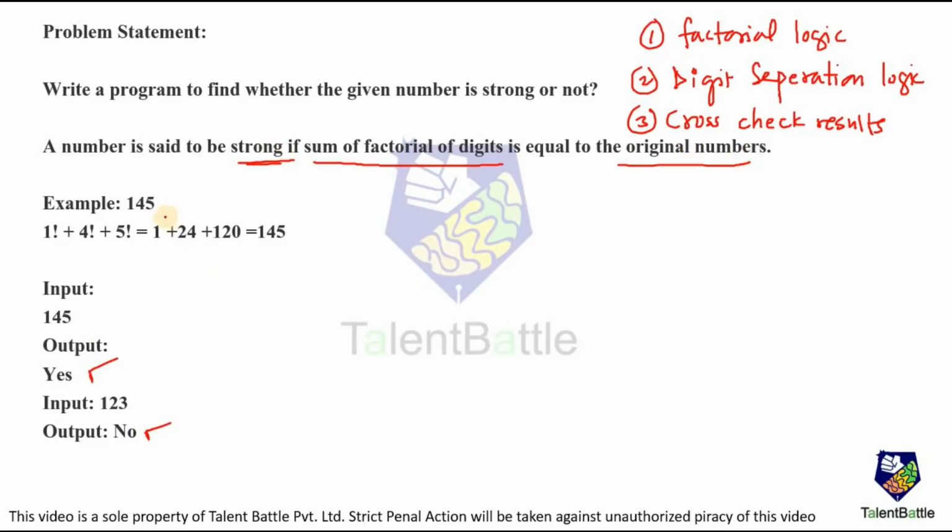So 145 is a strong number. The reason is I have separated the digits 1, 4 and 5. So the factorial of 1 plus the factorial of 4, that is 24, plus the factorial of 5, that is 120, and the final summation is 145.